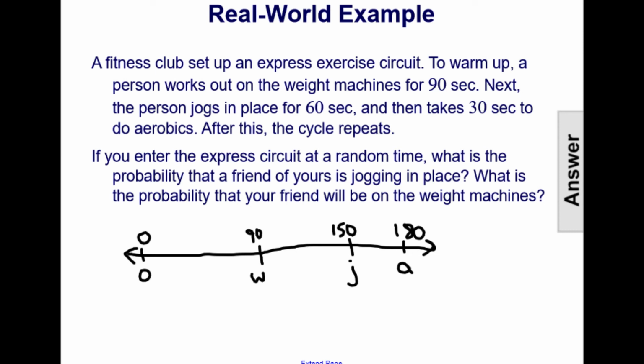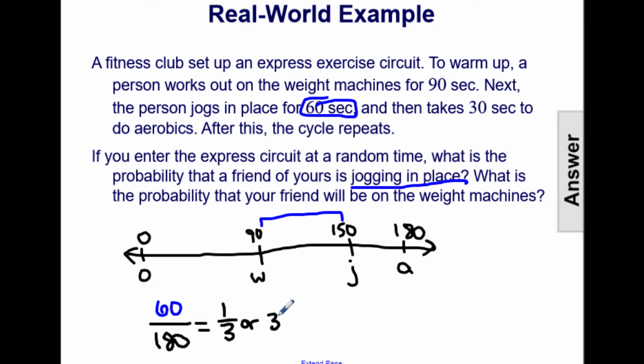Now, first we want the probability of jogging in place. Jogging in place was from 90 to 150, for a total length of 60 seconds. So we have 60 seconds over your total of 180 seconds, and 60 over 180 is going to give us a probability of 1/3, or 33%.